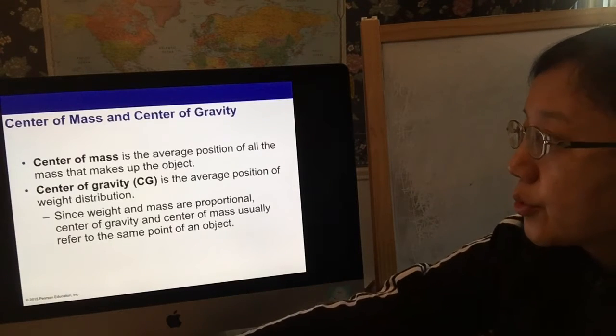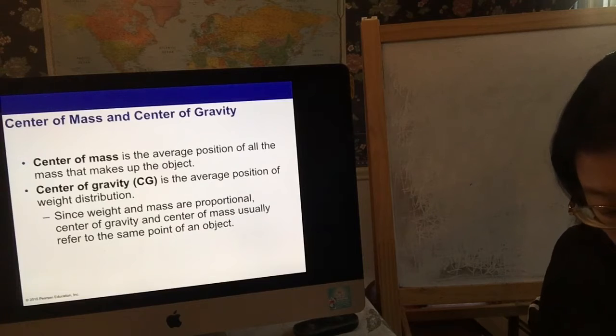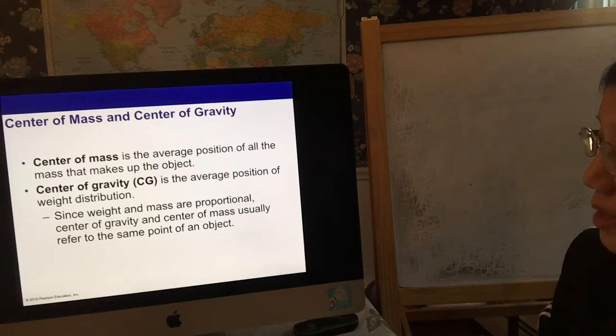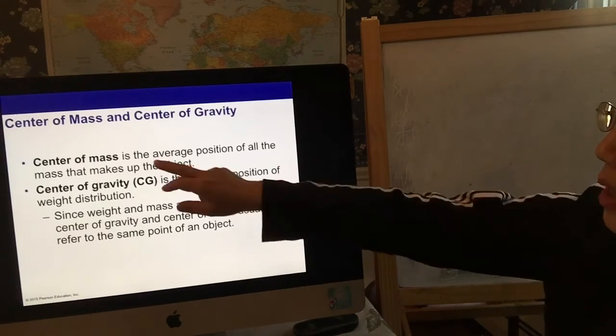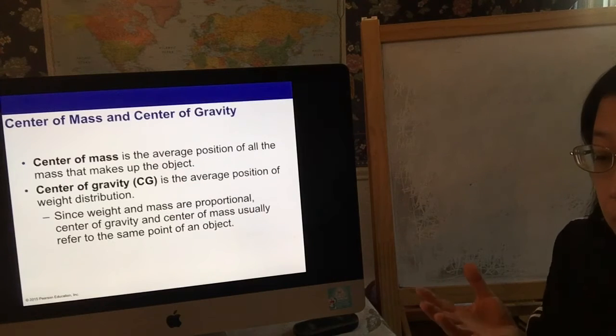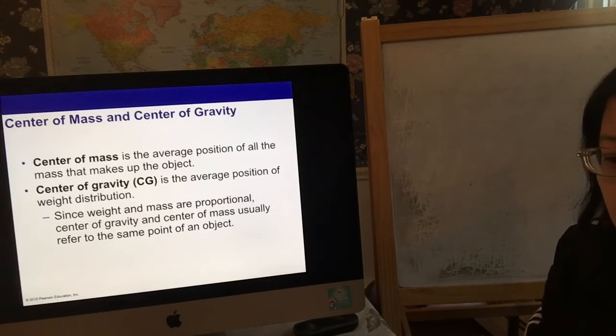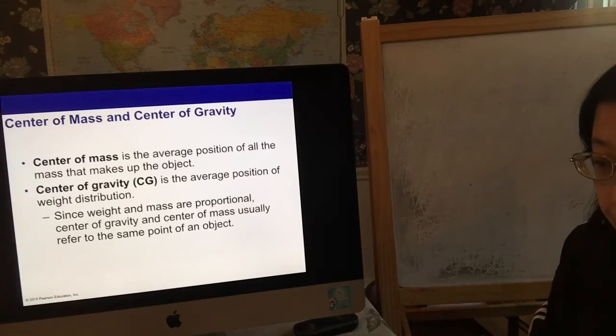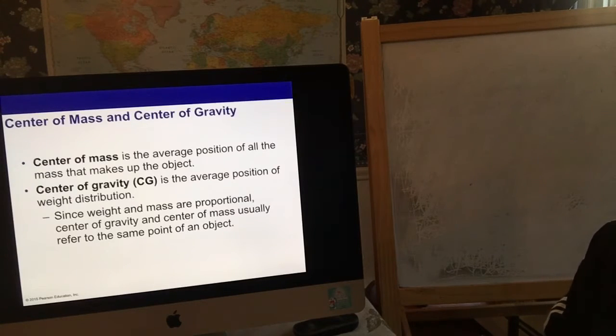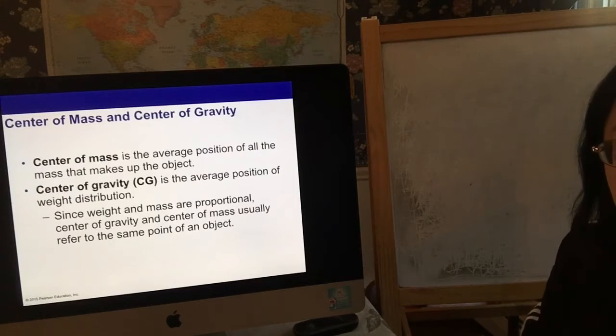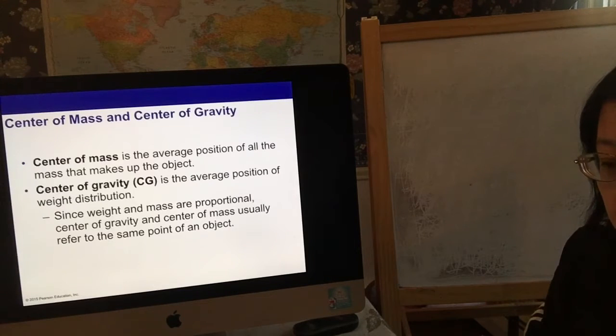So we will continue to talk about another topic in chapter 8, which is about center of mass and center of gravity. So what is center of mass? In chapter 8 we have to consider the rotation and motion of the object, and in a lot of cases we have to consider the shape of the object as well. But sometimes finding the center of mass is going to help us simplify analyzing the rotational motion of an object.